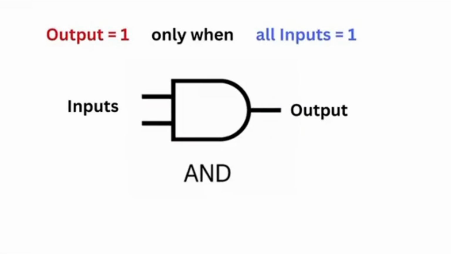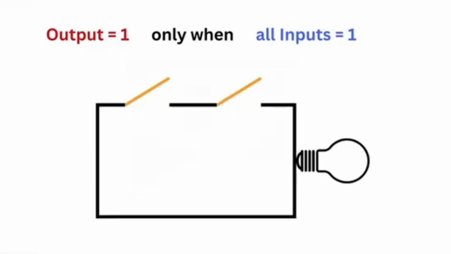Let us understand this with a real-life example. Imagine two switches connected in series to a bulb. That means the current must pass through both switches. If both switches are on, the bulb will glow. But if any one switch is off, the circuit breaks and the bulb does not glow. This is exactly how AND gate works.